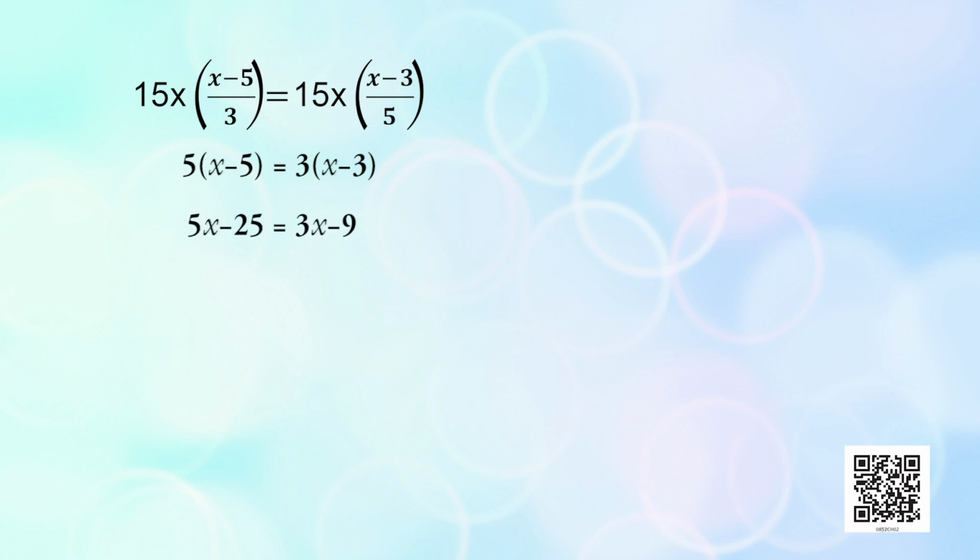That is 5x minus 25 is equal to 3x minus 9. Take the x terms to one side and constants to the other side, it becomes 5x minus 3x is equal to minus 9 plus 25. That is 2x is equal to 16 and x is equal to 8.